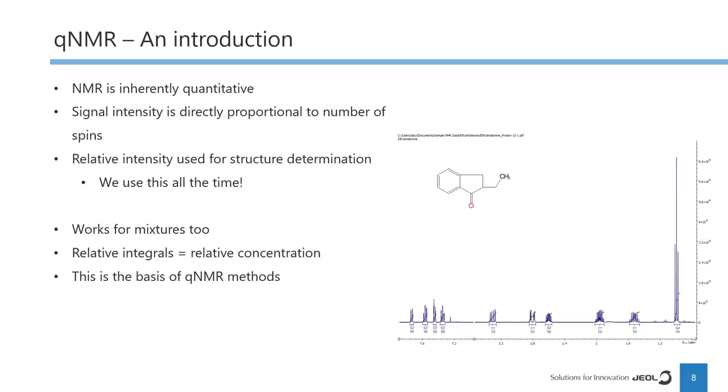If we have a mixture of two compounds in our NMR tube, then the integrals between those two compounds relate to the relative concentration of those two compounds, obviously correcting for different numbers of nuclei and things like that. But this idea is the basis of all qNMR experiments. And that's what we're going to use over the next few slides to do our qNMR analyses within JSON.